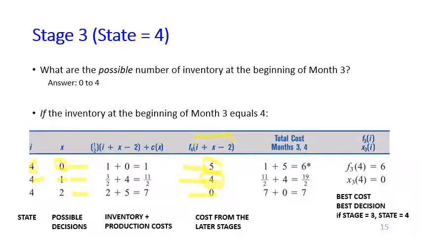Okay, and then we will have the total cost for months 3 and 4. And same as before, we pick the one that is smallest, such that we can say if at stage 3 our beginning inventory equals 4 units, then the best cost is $6. The best decision is producing 0 units.